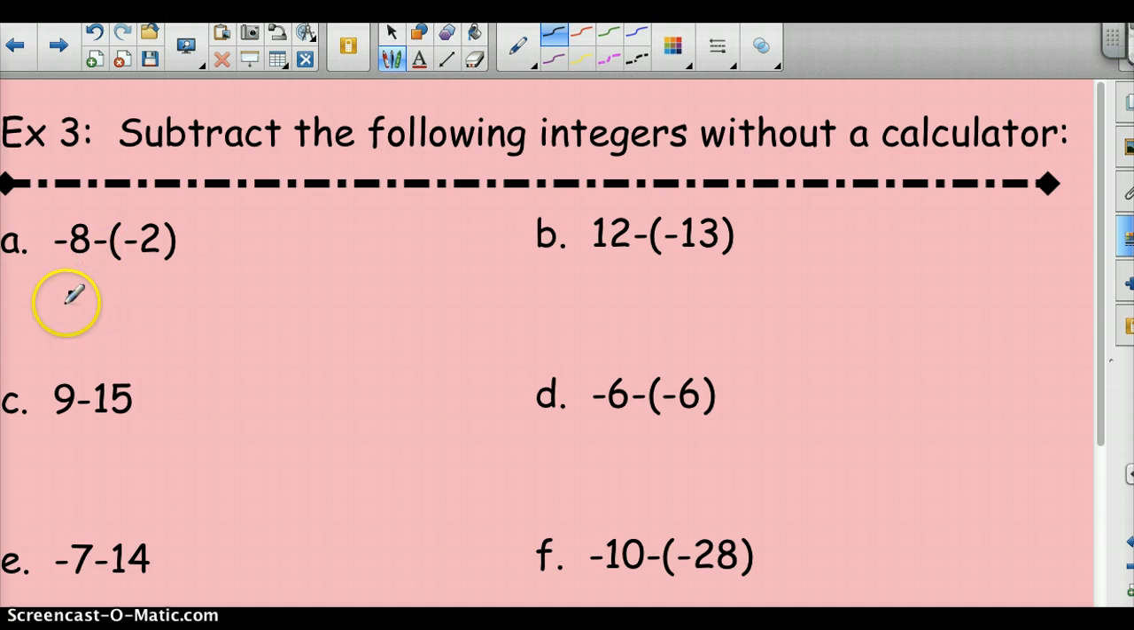So starting here, I am going to do what I said. I'm going to change the subtraction sign to addition. So negative 8 plus, and I changed the sign of the back number. So instead of negative 2, now it's positive 2. And it ends up just being negative 8 plus 2.